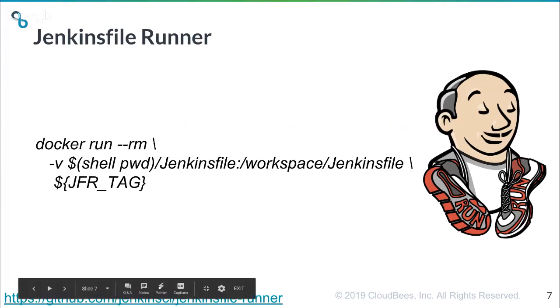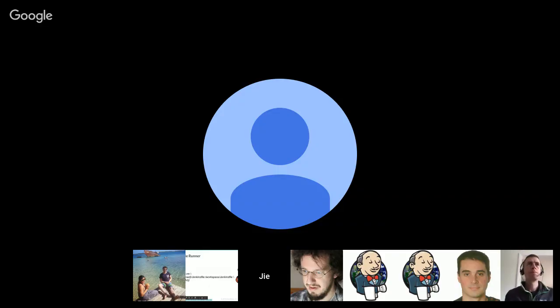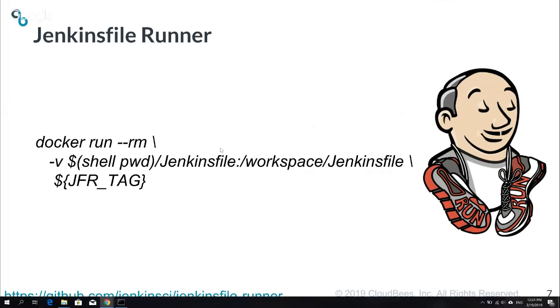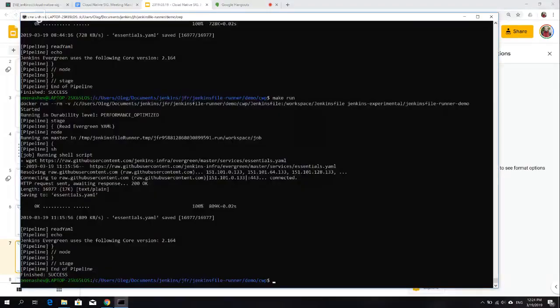So if you want to run Jenkinsfile Runner, there is a sample command line. Currently, we don't host Jenkinsfile Runner as an official Docker image, but later I'll show how to build it if you're interested. So I'll just switch to my command line. Is the screen big enough? Yes, it's okay for me.